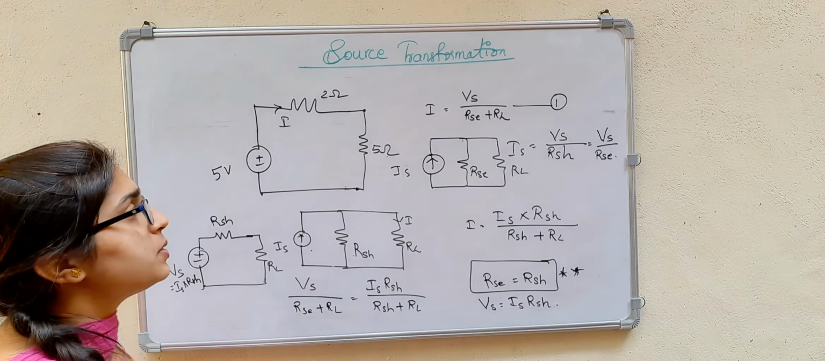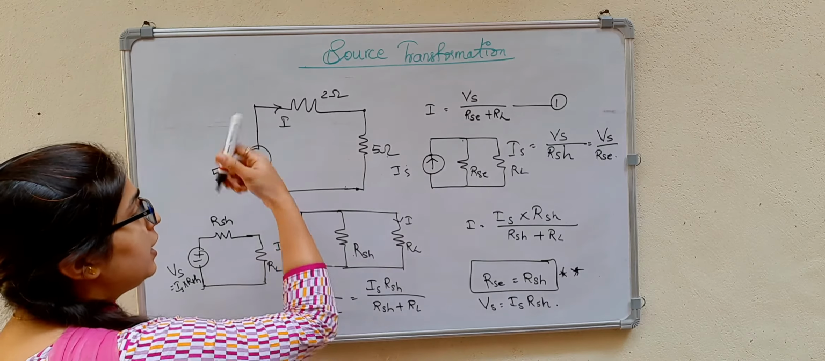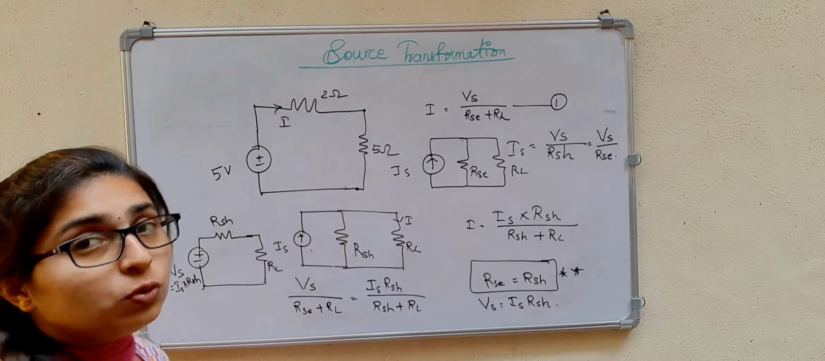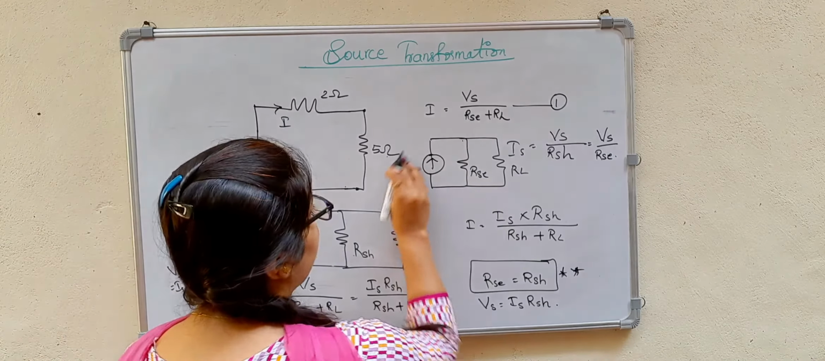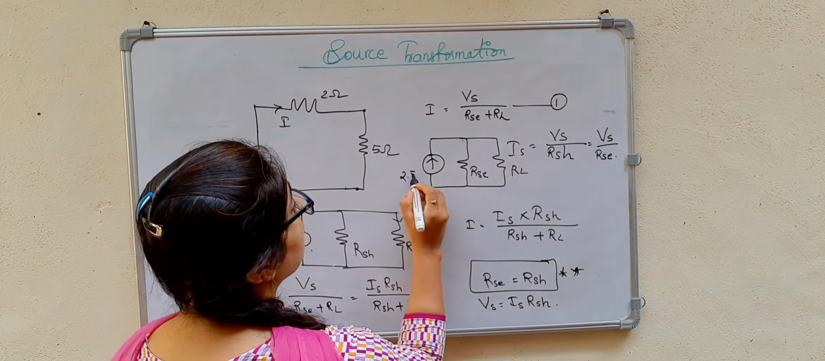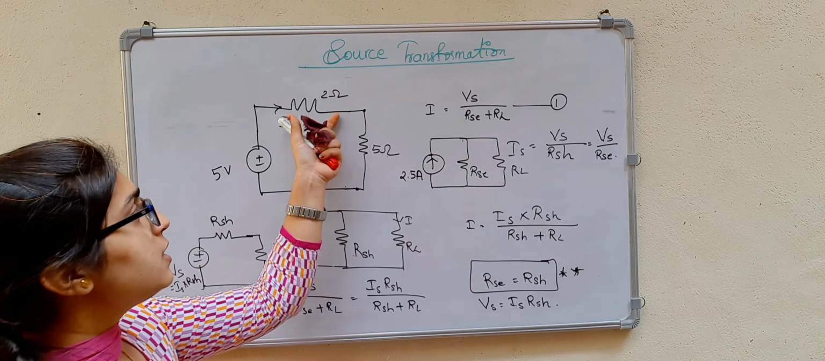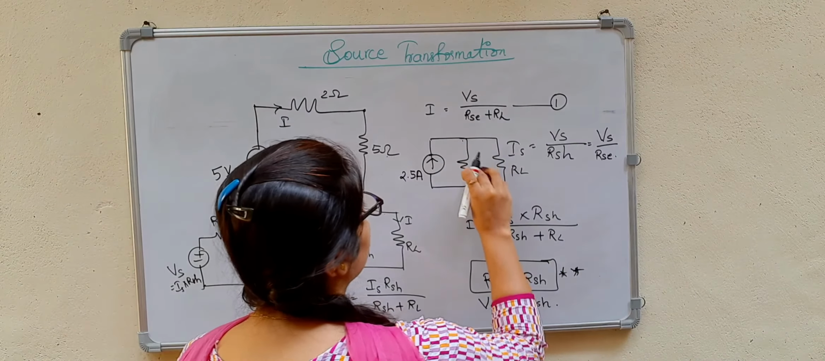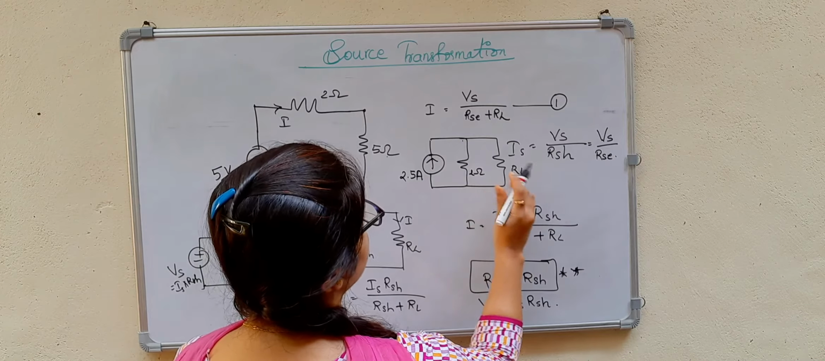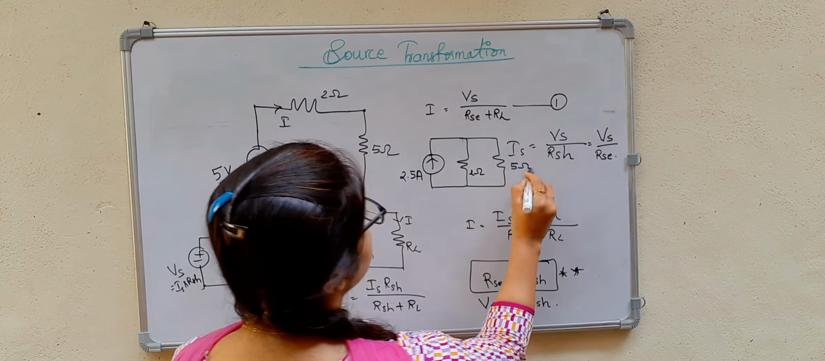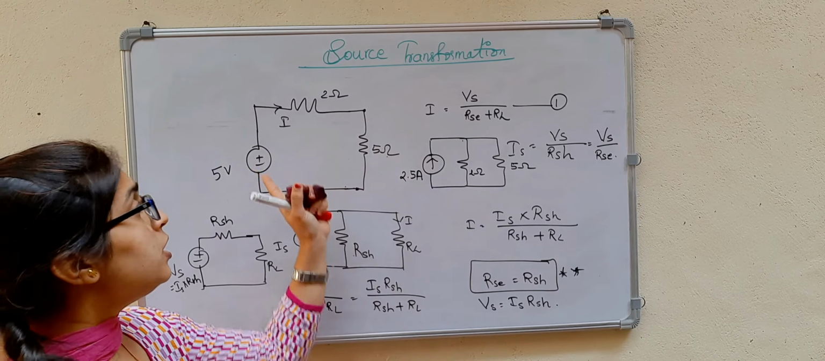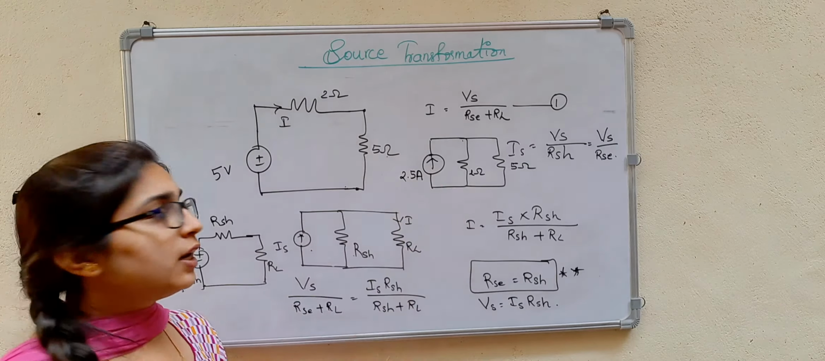Now how is it possible? I told you it is nothing but Vs divided by Rse. So 5 divided by 2, that is equal to 2.5 ampere. Then this resistance becomes in parallel with the current source. So this will be your 2 ohm and this will be your 5 ohm. This is your equivalent source now. That is source transformation, converting voltage source to current source.